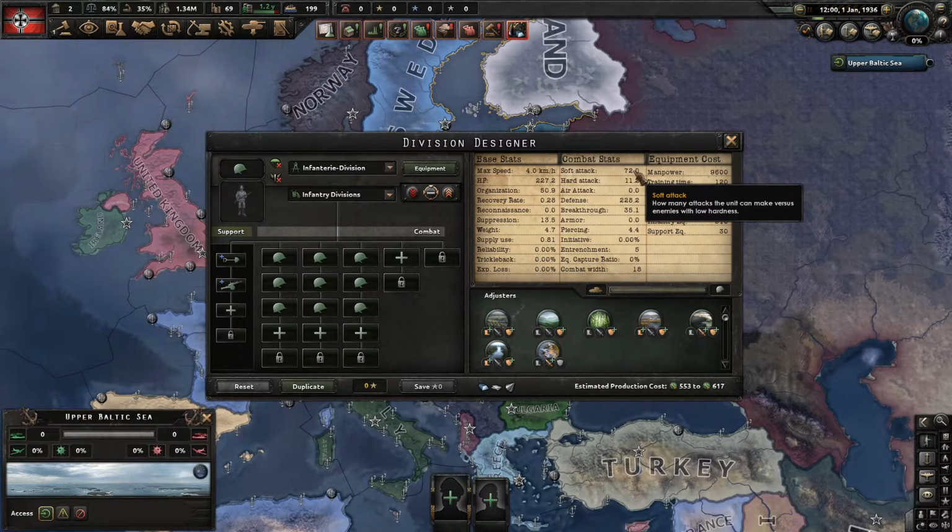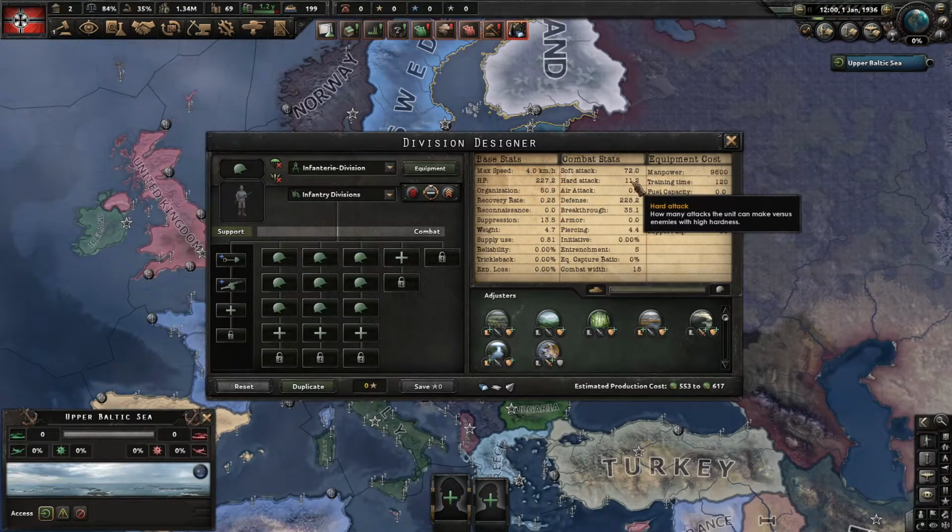Soft attack is how many attacks made each turn against the soft part of an enemy division. In combat, this stat gives the number of attacks that the unit can make against targets with low hardness, such as infantry, cavalry. Units with high hardness, for instance armored targets, they won't attack. So soft attack goes against the soft parts of the enemy divisions, and it's calculated based on all the stats from all the units you add.